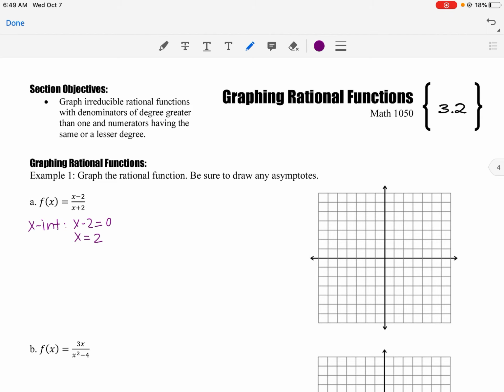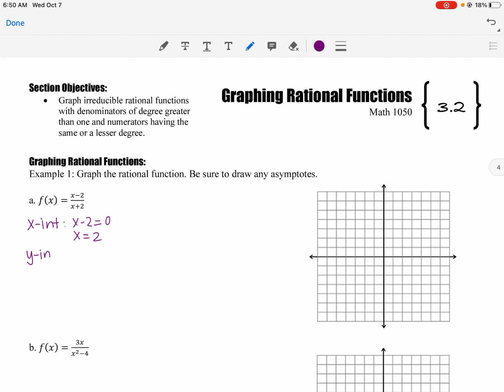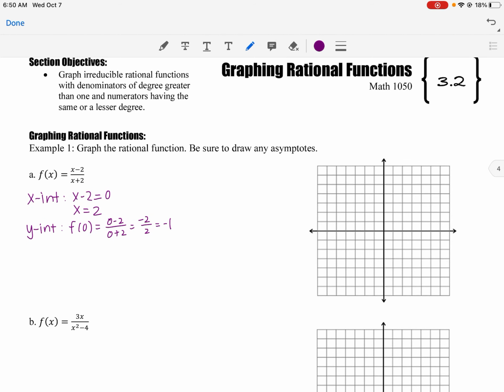If you do want to write that as a point, write that as (2, 0). Now let's do our y-intercept. So we're plugging 0 in for x, and we're evaluating. So we get negative 2 over 2, which is a negative 1. Your vertical asymptote comes from the denominator equaling 0. So x equals negative 2 is our asymptote.